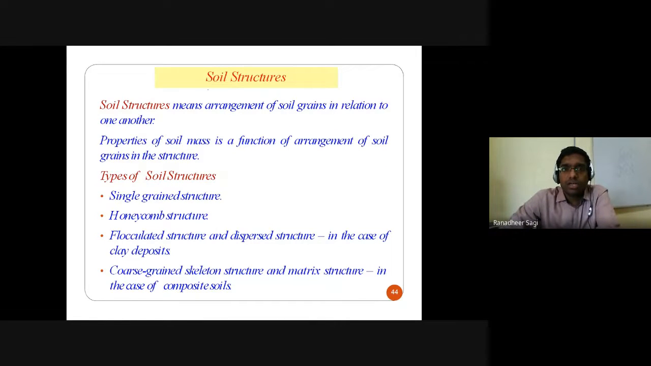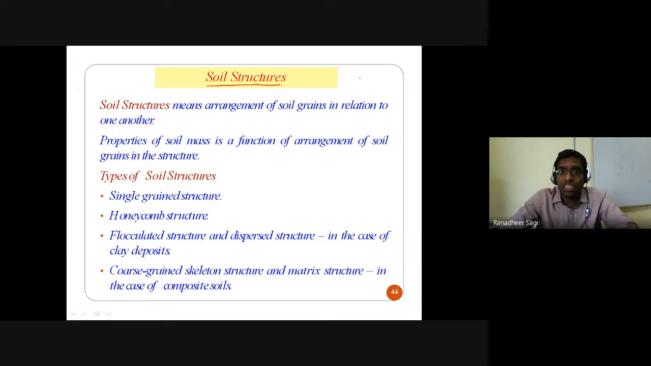So next, moving on to understand what is meant by soil structures. What are the different ways in which the particle arrangement can exist? That is what we call soil structure. Soil structure means the arrangement of soil grains in relation to one another.